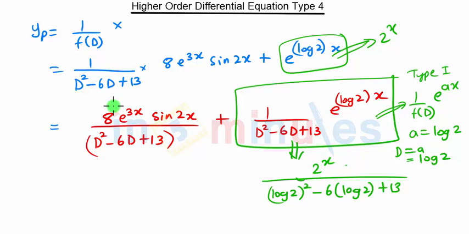In this case, as you can see, this equation is of the form 1 upon f(D) into e raised to ax into v, where v is some function of x. So this is of type 4.